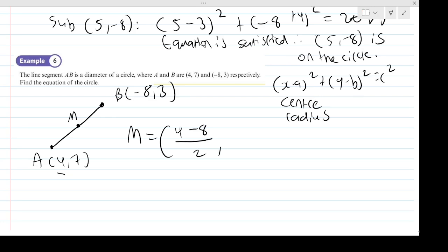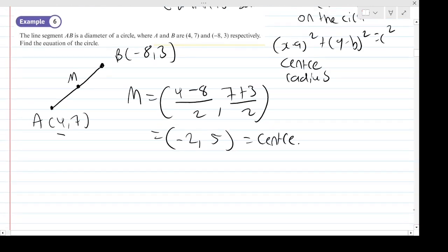Then we do the same for y. We have 7 add 3 over 2. Okay, and then the midpoint, well, 4 minus 8 is minus 4 over 2, that'd be minus 2. 7 add 3 is 10 over 2, that'd be 5. So that's my midpoint, and that's also the centre, okay?